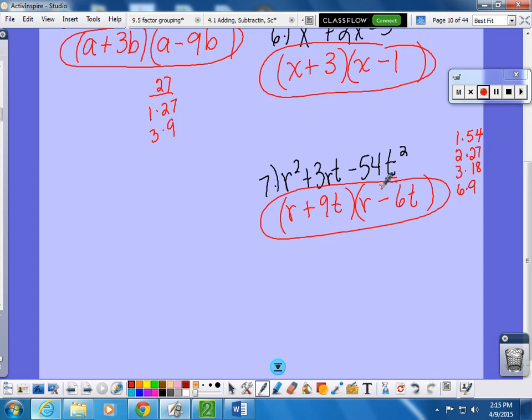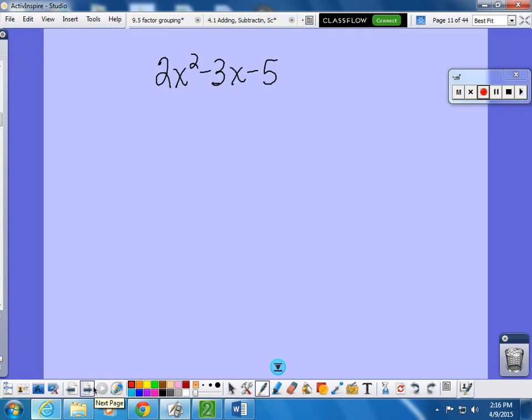The only way we'll get good at that is just to practice and practice, okay? Alright, the last type is like this. I no longer have 1 as a leading coefficient. So now I have to think about factors of 2 and factors of 5. Now remember, we've got to FOIL to get the problem back.